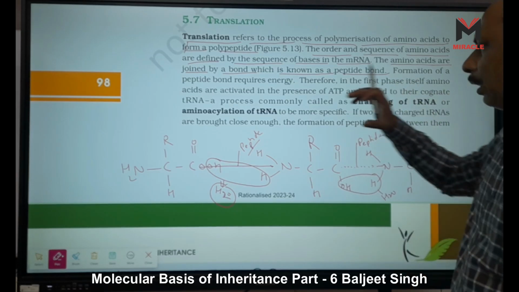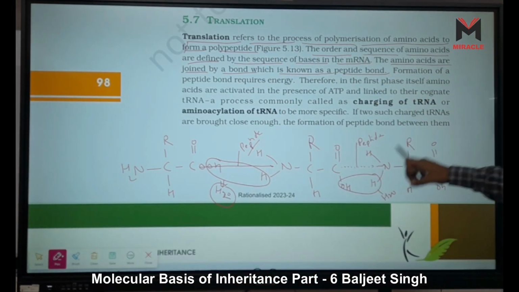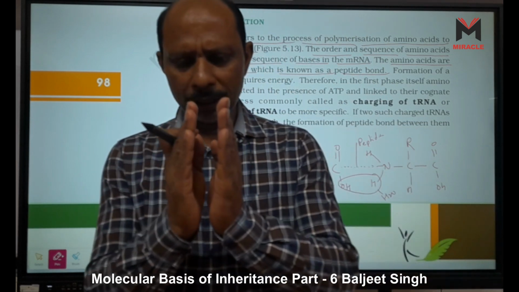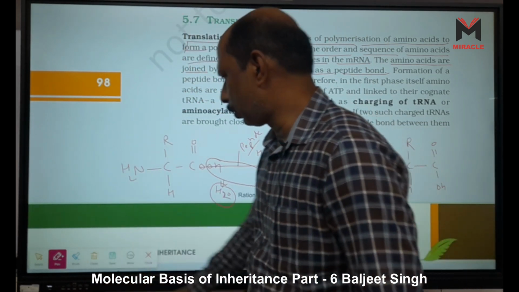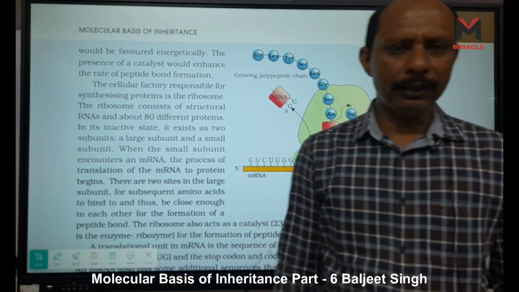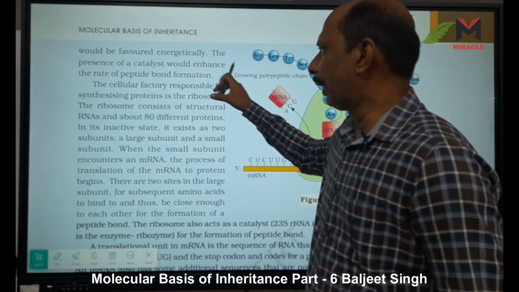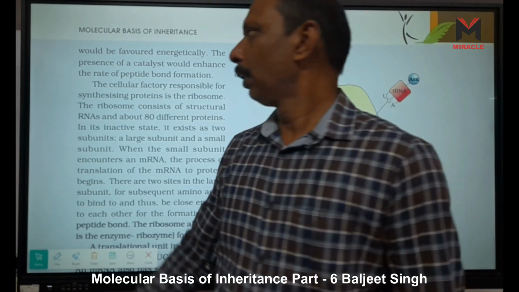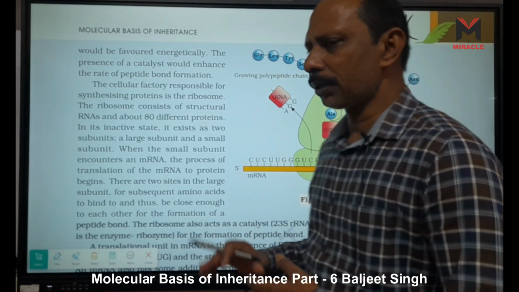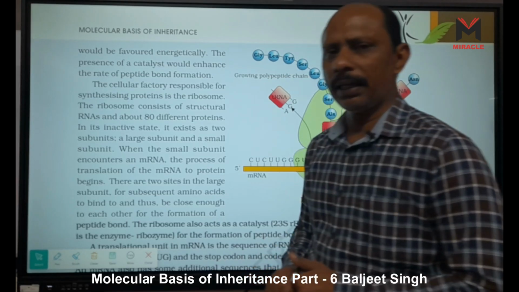If two such charged transfer RNAs are brought close enough, what happens? A peptide bond forms between them. If these two transfer RNAs come too close to each other, automatically a peptide bond is formed between these two amino acids. That would be favored energetically, but it needs energy, and this energy comes from GTP. Magnesium is also helpful here. The presence of a catalyst would enhance the rate of peptide bond formation. Which enzyme is used here? Ribozyme. If it is a prokaryote, it is 23S RNA, and if it is a eukaryote, it is 28S RNA. These are called ribozymes.